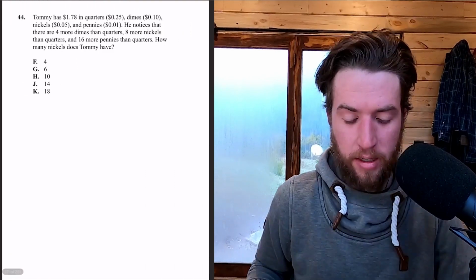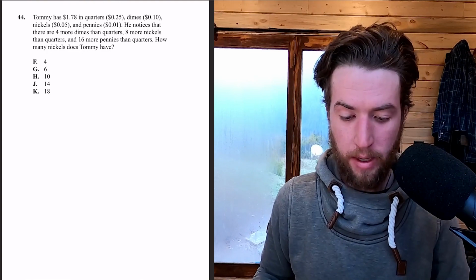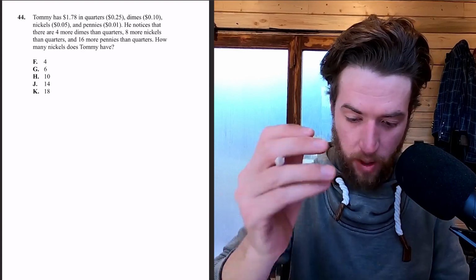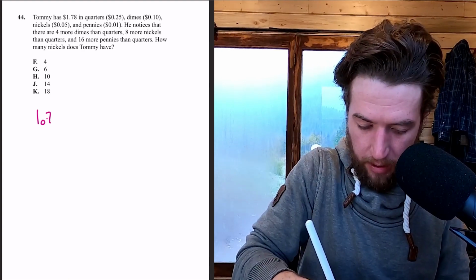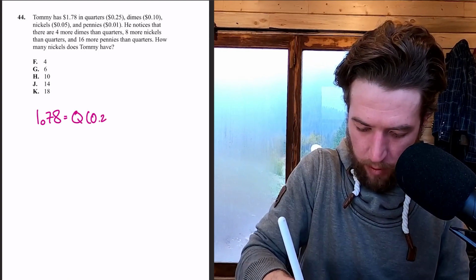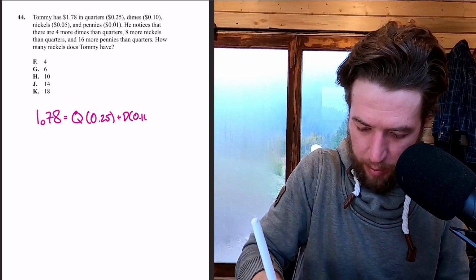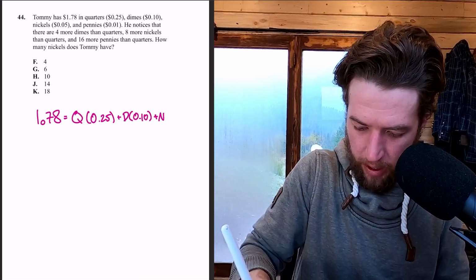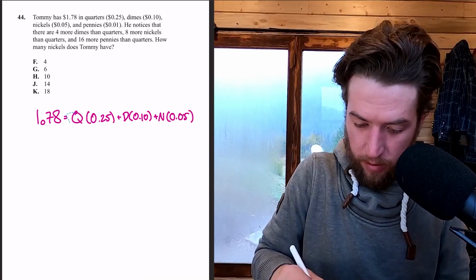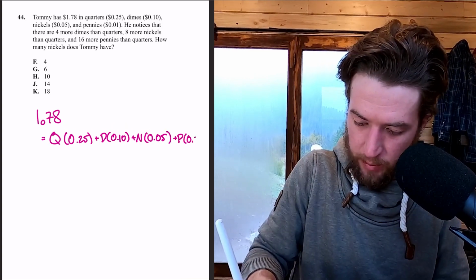All right, Tommy has $1.78 in quarters. Oh, in quarters, dimes, nickels, and pennies. Okay. So, okay. See, this is one of those deceiving ones. It's probably going to be harder than we think. So $1.78 equals how many quarters he has times 25 cents per quarter, plus how many dimes he has, plus 10 cents per dime, plus how many nickels he has, plus 5 cents, or times 5 cents per nickel. And then I got to even scoot this over because we got pennies, plus how many pennies he has times 0.1. All right.